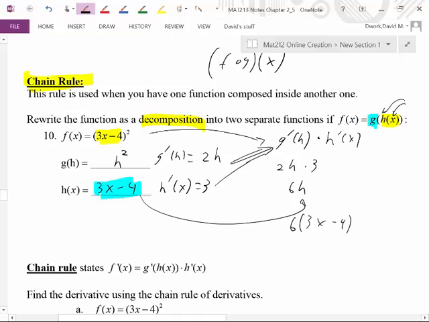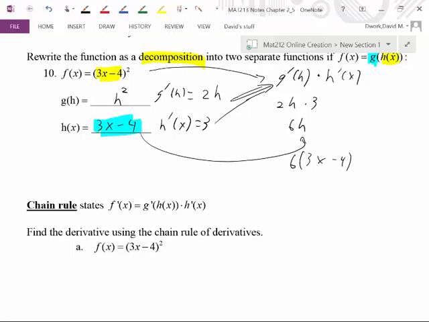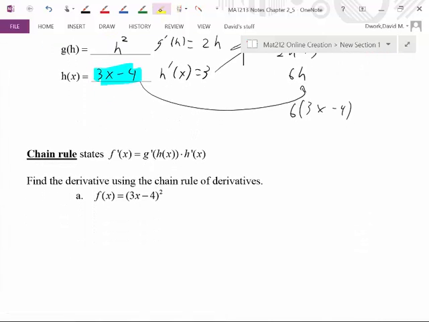Okay. So now we're going to do the problem not rewriting it as g of h and h of x. If that was confusing to you, it's confusing to me too. I buy it, I just like to look at it this way. This is how I look at it. My rule states: do the derivative of the outside, leave the inside alone, then multiply that by the derivative of the inside.